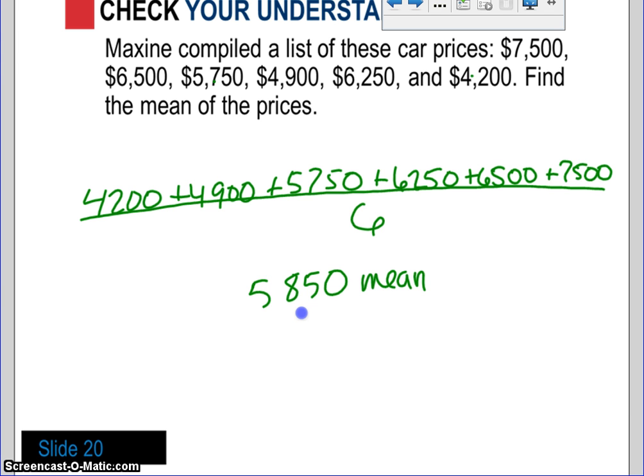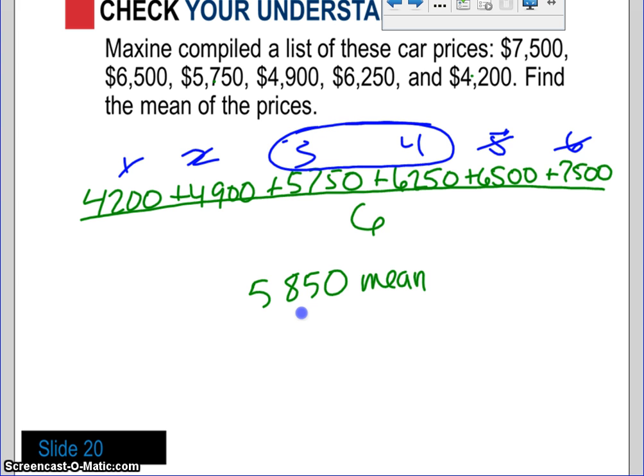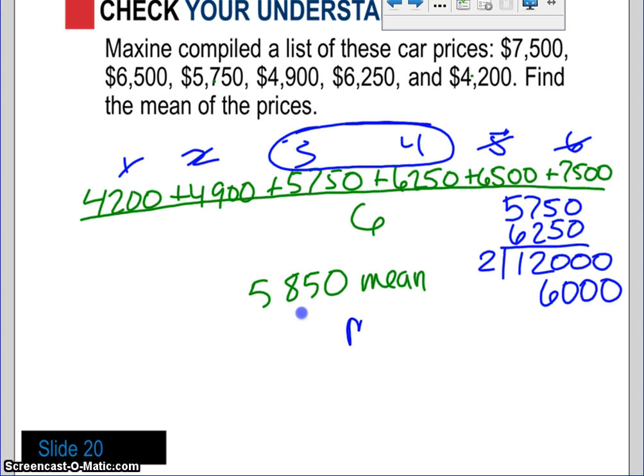Now, if I were to ask for the median here, it's a little bit different, because if I were to number these, there's an even number. So if I start crossing out and coming to the middle, notice that there are actually two values that fall in the middle. So to find the median with an even number of values, I'm going to add those two middle values together. So I have 5,750 and 6,250. I'm going to add them together and get 12,000, and then divide by 2. So basically I'm finding the mean of the middle. So in this case, the median is 6,000.